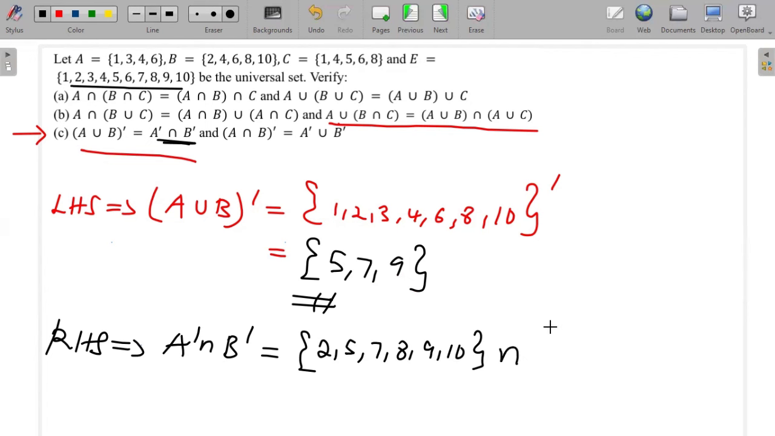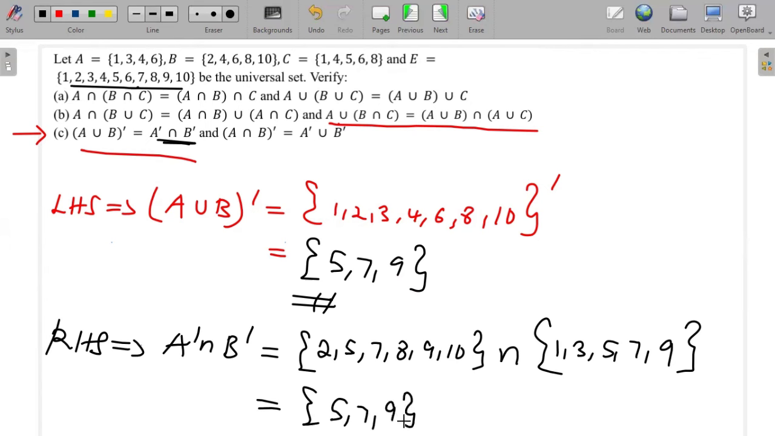And then intersection, I now list B complement. B has 2, 4, 6, 8, 10. So I'm going to list everything that is in the universal set but not in B. That will be 1, 3, 5, 7, and then 9. Then we can simplify the intersection of that. I can see 5 in both, I can see 7 in both, and I can see 9 in both.